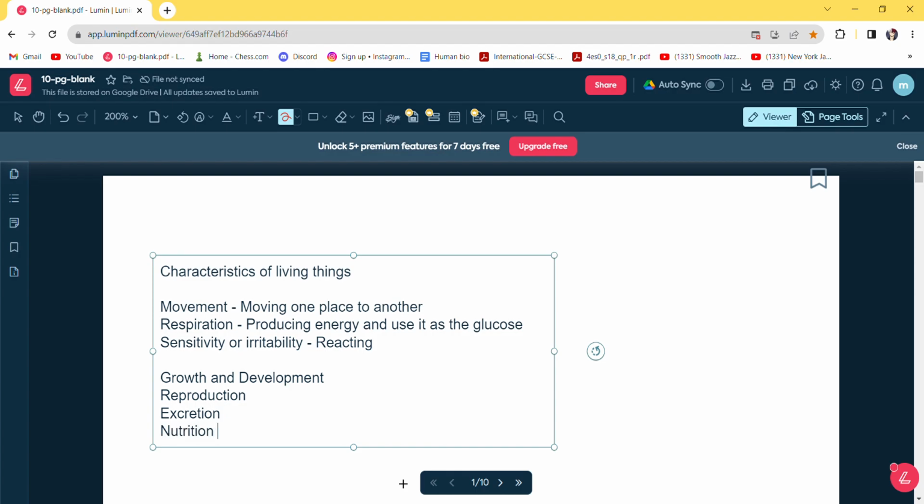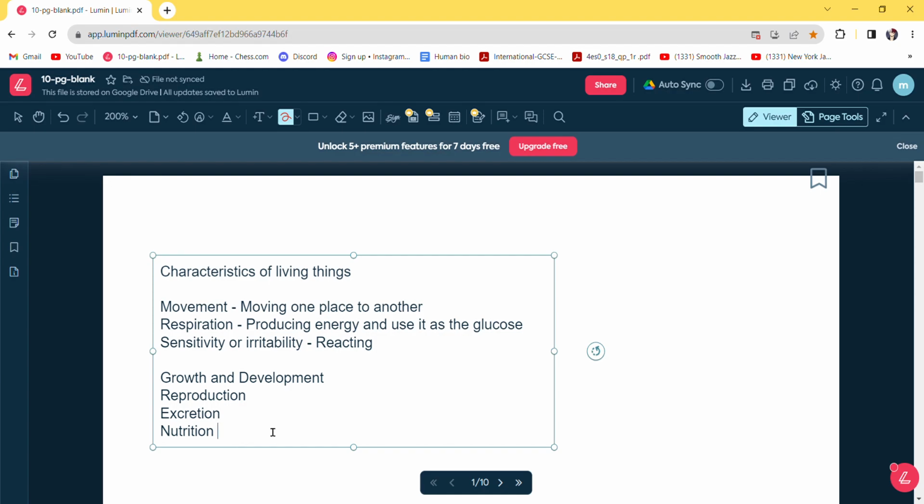Starting from movement, which is actually moving from one place to another. Respiration is using energy from glucose and removing the CO2 from the body. Sensitivity or irritability is reacting. Growth and development is growing and multiplying, basically. Reproduction is making your own kind, like you're doing the generations. And excretion is very simple. It is removing toxins and waste. Okay, it's not the same as digestion. And nutrition is obtaining the nutrients.